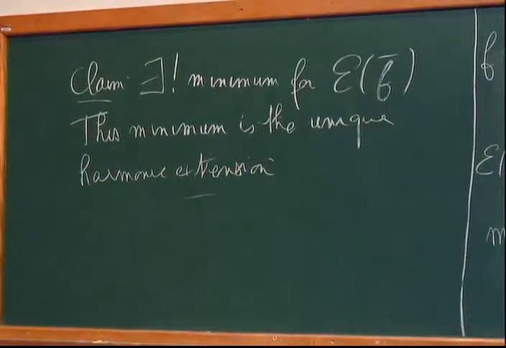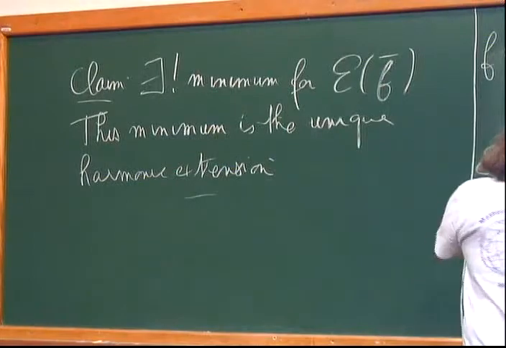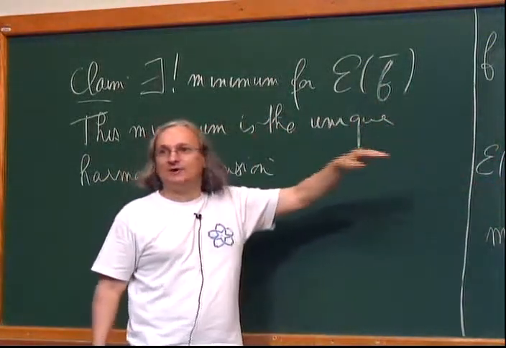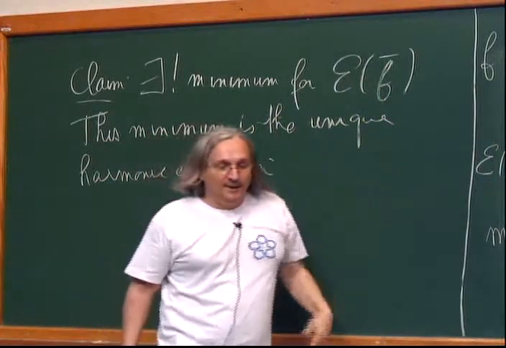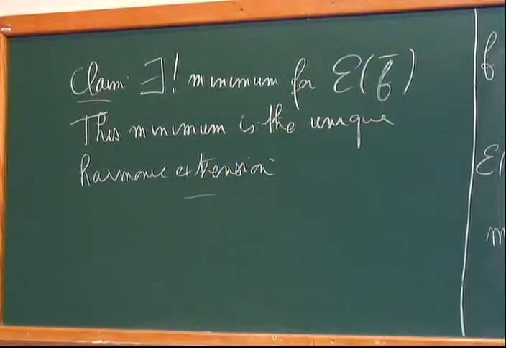So for us it's kind of shocking, because we are used to the fact that if you have a functional acting on some infinite dimensional space, there should be no reason to have a minimum for this functional. And I think Riemann surely knew it, but anyway, he does not give any idea why there should be a minimum.